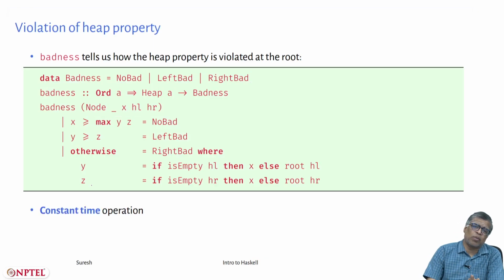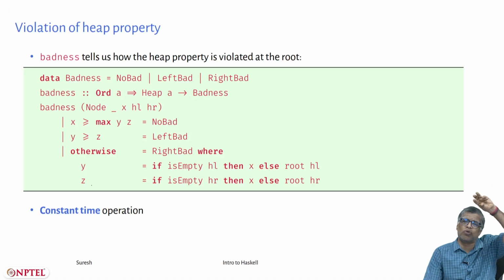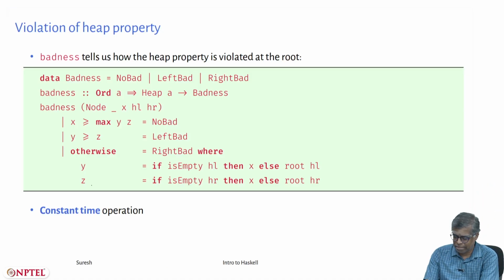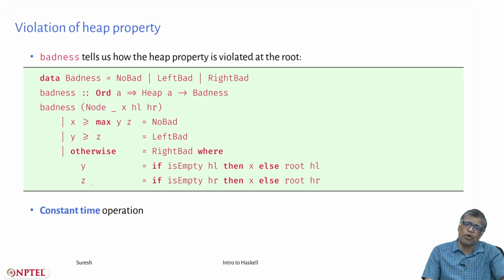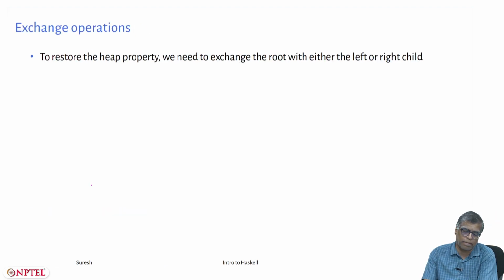This is a constant time operation because you are not doing any recursive calls or anything. You are just comparing the root node with its children. That's all. And its children, and you are extracting the root of the child, and that is nothing, right? That is just a simple operation.